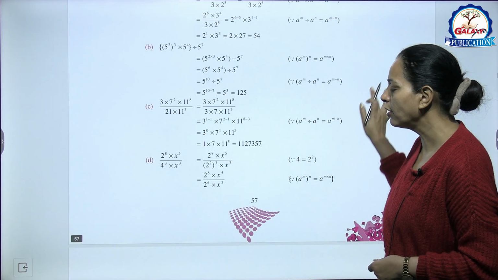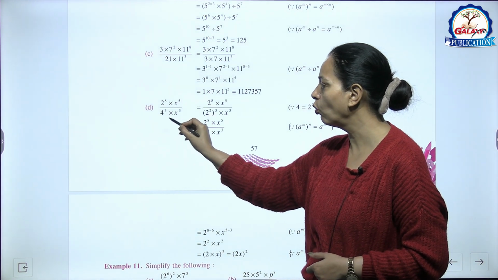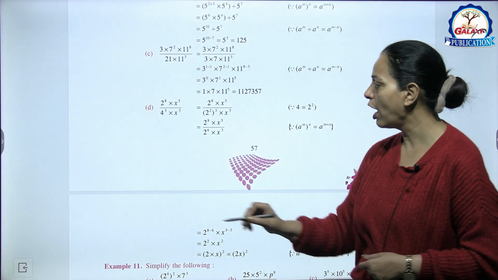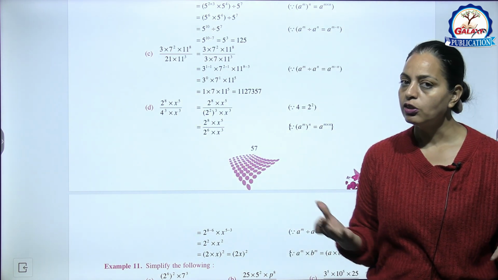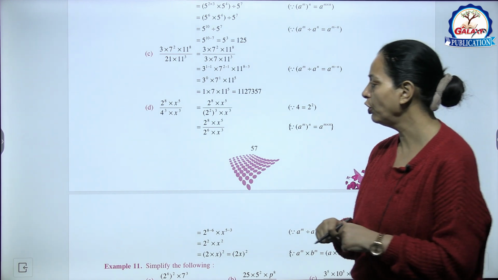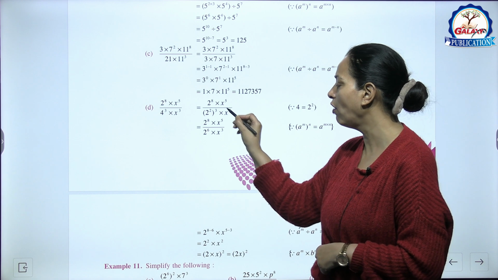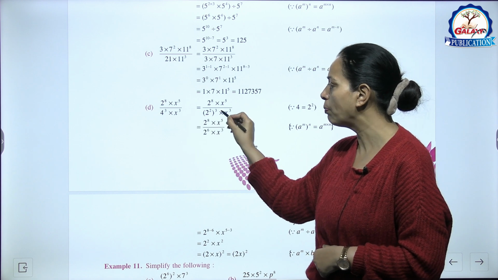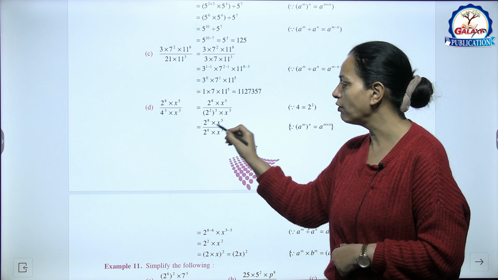Now D part, 2 raised to power 8 into x raised to power 5 upon 4 cube into x cube. Now you can see it is 2, it is 4. तो 4 को हम change कर दें 2 base में. So 4 is 2 raised to power 2. So what will you get? 2 raised to the power 8 into x raised to the power 5 upon 2 square whole power 3 into x cube. So this becomes 2 raised to power 6.